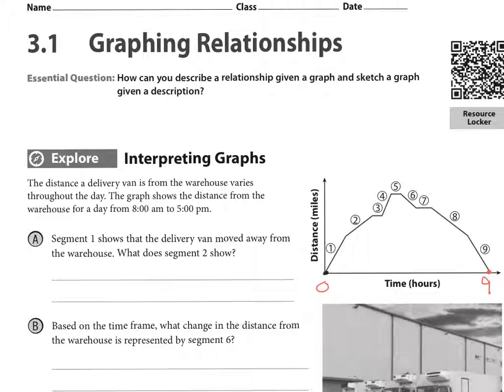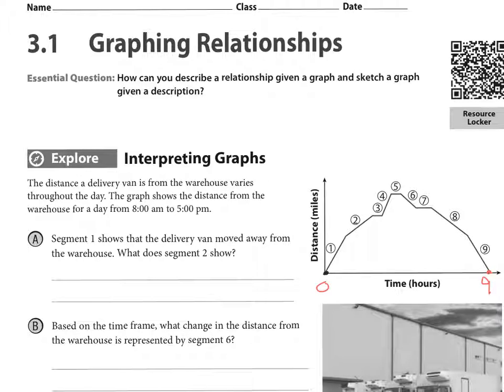So one of the things that you guys need to be able to read and interpret is it's not a literal 8 a.m. on the graph and a 5 p.m. We're talking about the number of hours that those equate to. 0 is 8 a.m. 9 is 5 p.m. But we're talking about number of hours that transpire over that time, not the actual time of day.